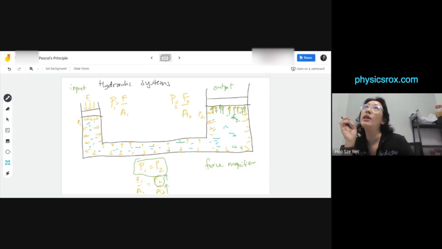It's not enough to make the vehicle come to a stop in time. If the area of the output piston increases drastically, does it affect the force needed at the input piston? No.